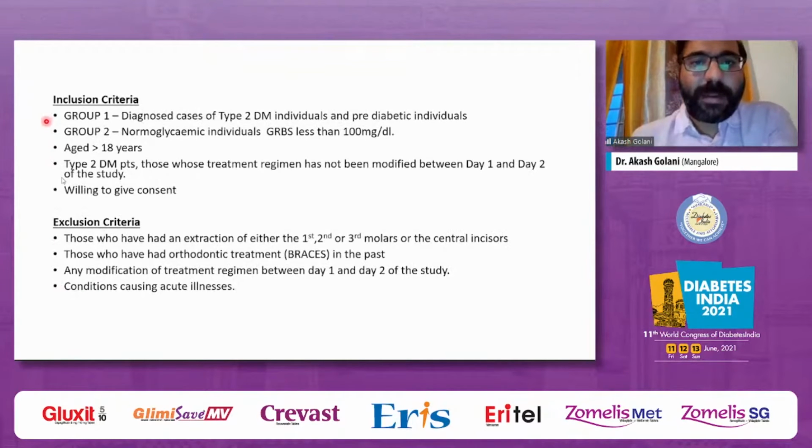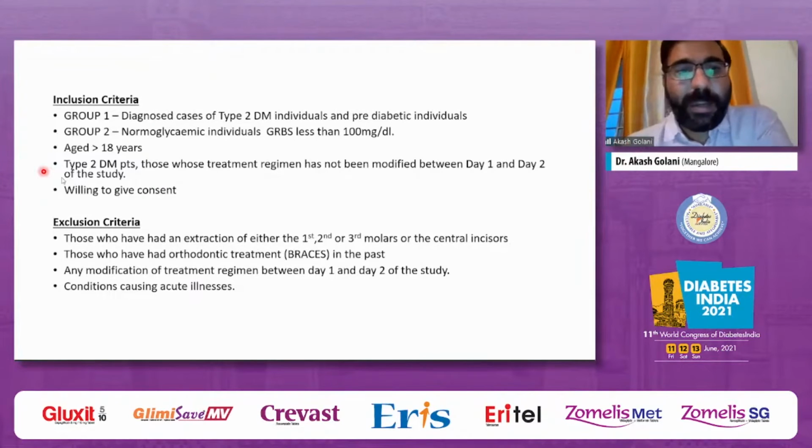Group 1 are the diagnosed cases of diabetes. Group 2 are the normoglycemic individuals with a GRBS less than 100. Group 1 includes the pre-diabetic as well as the diabetic individuals who are aged more than 18 years, type 2 diabetes mellitus, whose treatment regimen has not been modified between day 1 and day 2. So if they're on insulin, we have not modified their dosing between the 2 days.